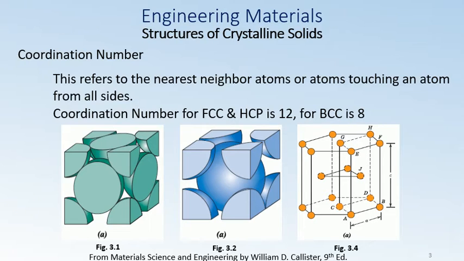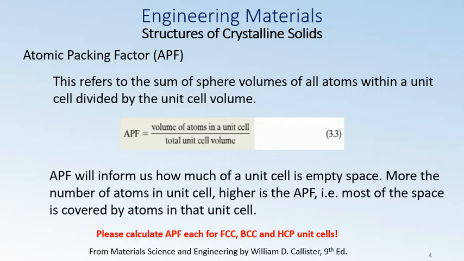So this is the coordination number: how many atoms are in direct contact with any one single atom taken in the crystal structure refers to the coordination number of that particular atom for that particular structure. Then next comes atomic packing factor. As the name suggests, it is about how atoms are packed together. This refers to the sum of sphere volumes of all atoms within a unit cell divided by the unit cell volume.